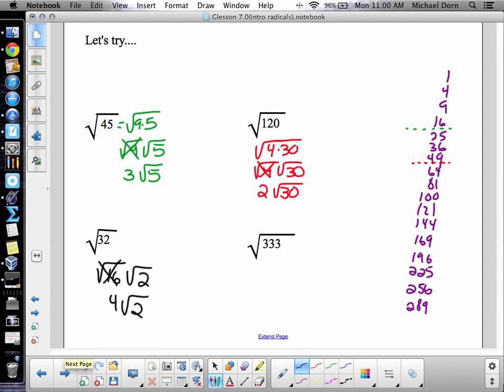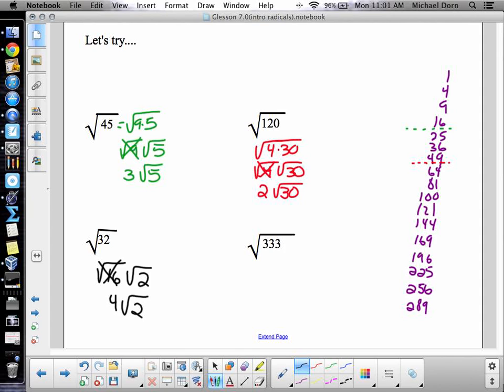Now, here's a pretty common mistake that people make. They get the square root of 16 and they get 4, and then they go, oh, 4 is a perfect square. But this 4 is outside the radical already. So we don't have to simplify. Once it's out, it's out. We don't have to keep simplifying it. So that's easy. Square root of 333.